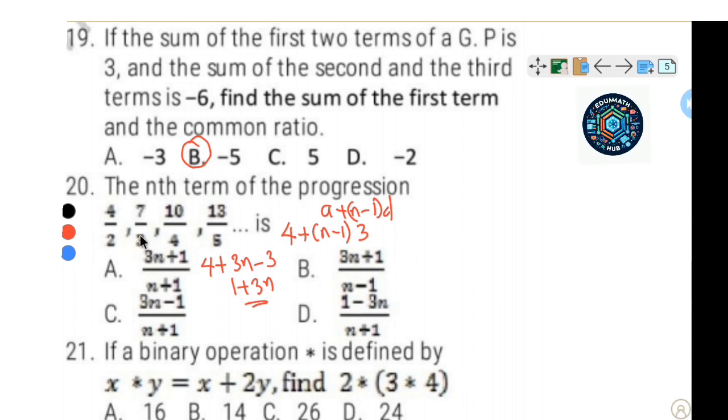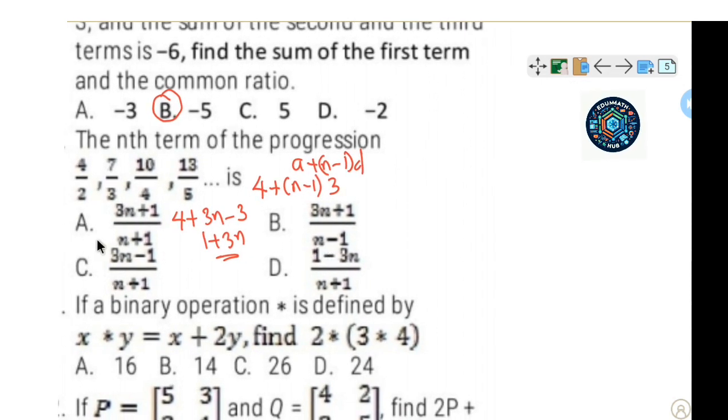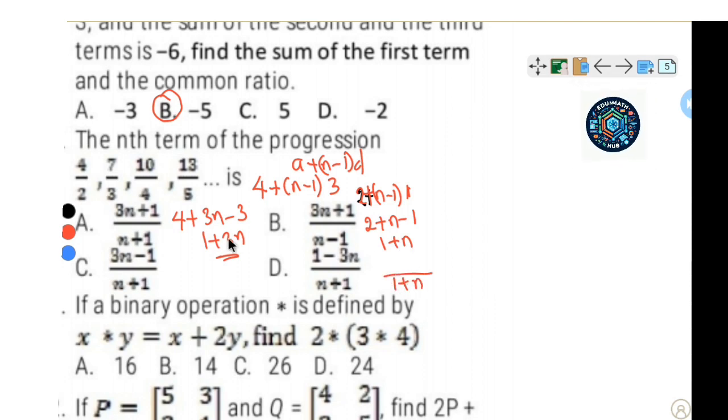Let's do it for the denominator too. The denominator is 2, 3, 4, 5. Don't forget that the first term is 2. If you try the same thing, it will be 2 plus n minus 1. D in this case is 1. 3 minus 2 is 1. The difference between them is 1. So write 1 here. If you expand, you have 2 plus n minus 1. 2 minus 1 is 1. So you have 1 plus n. So for the bottom part, you have 1 plus n, and for the top, you have 1 plus 3n.